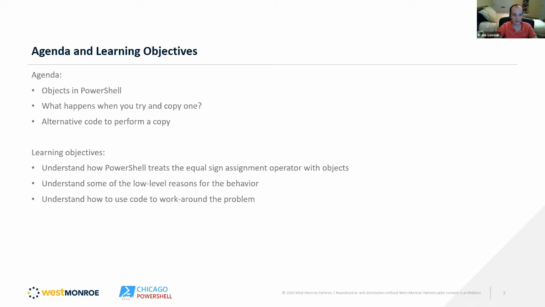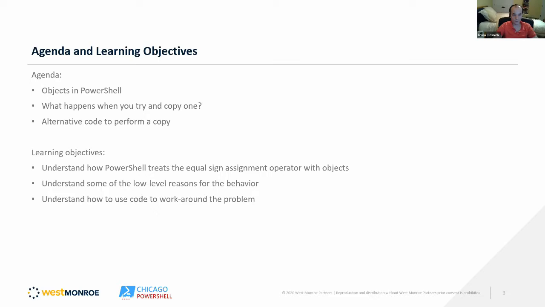I'm going to cover just at a high level what objects are in PowerShell. A lot of you probably already know this, but I'll just cover it for completion. And then I want to show you what happens when you try to make a copy of one. It might be a little bit surprising because it's not immediately intuitive to people that come from a scripting background as opposed to a traditional programming background. And then I'm going to demonstrate some quick code, and then share it on GitHub later, that I use to make a copy of an object.